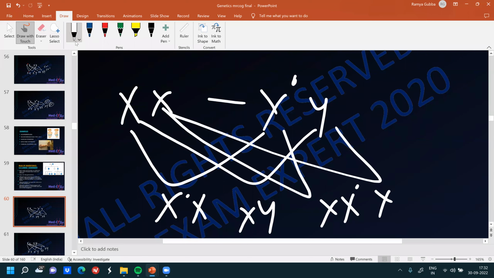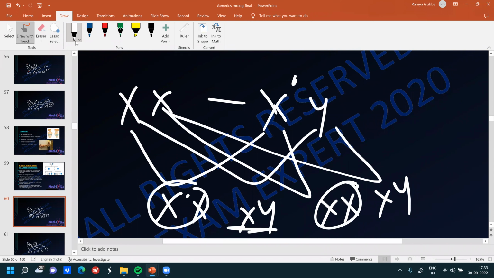Next, what are you observing? When the father has the disease and the mother does not have the disease, all daughters will be affected and all sons will be spared. This is one classical point which you have to remember for X-linked dominant.